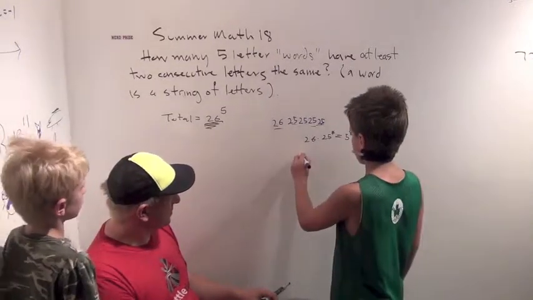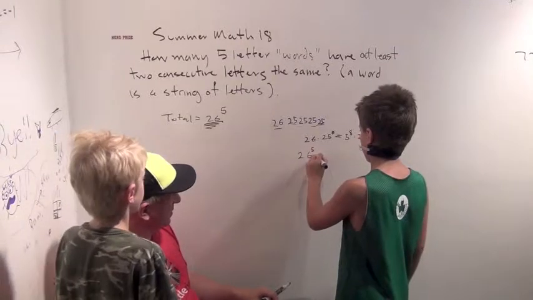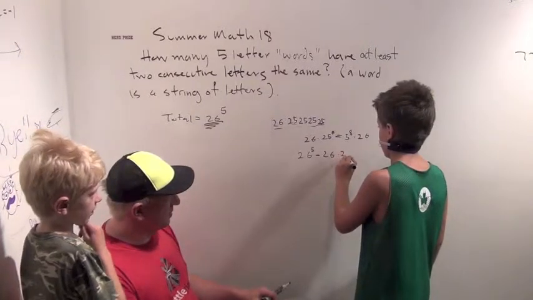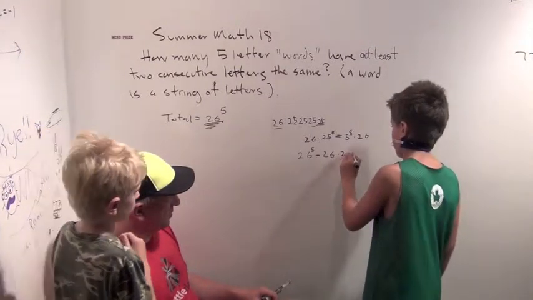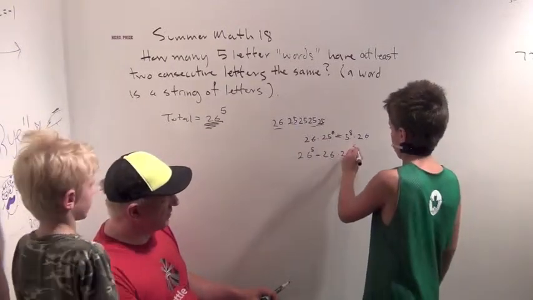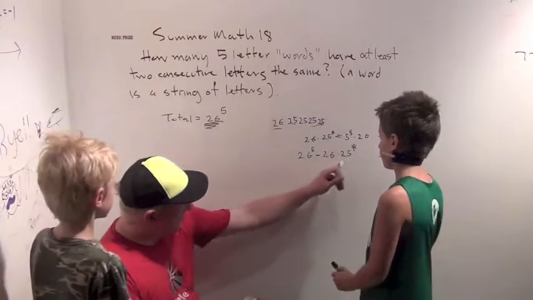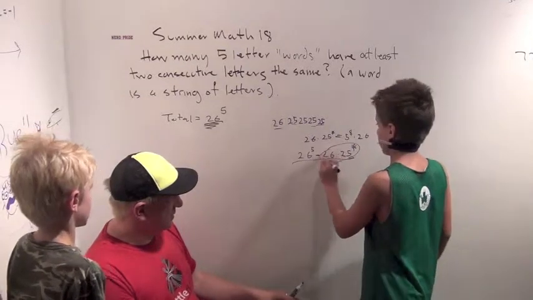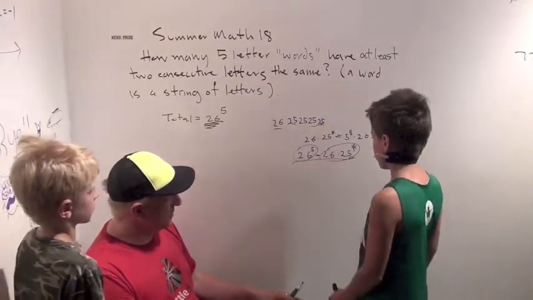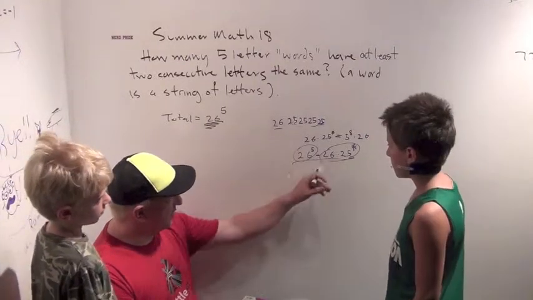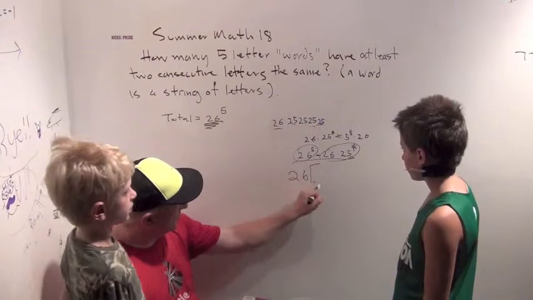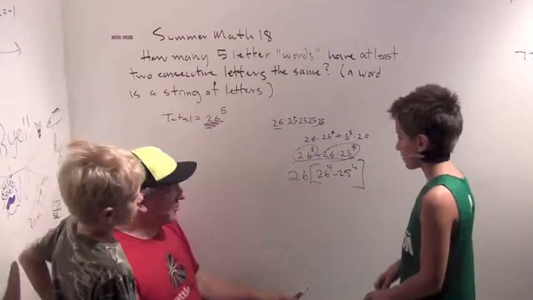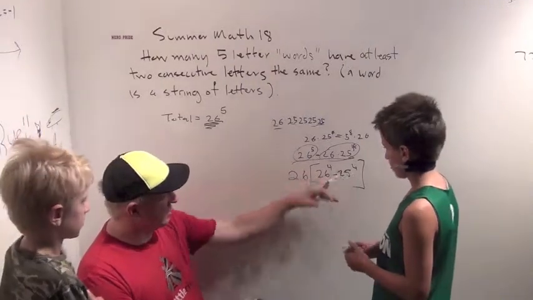Well, it's 26 to the 5th minus 26 times 25 to the 4th. Now, the only thing we've got to be sure of is that this is a positive number. Yeah, because this side is less than this side, because 25 is less than 26. So we can factor 26 out, for example, and get 26 times 26 to the fourth minus 25 to the fourth. And that shows us that it's a positive number.